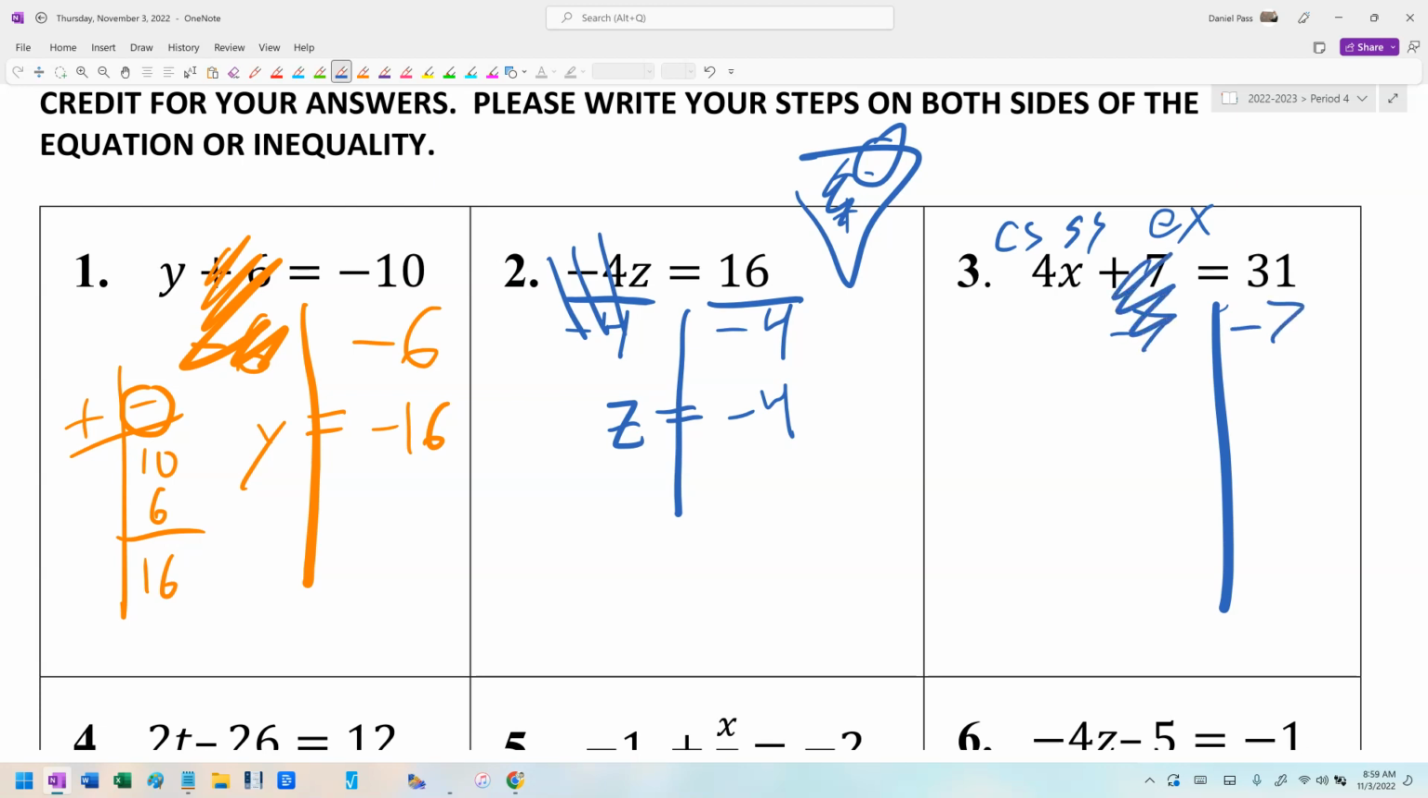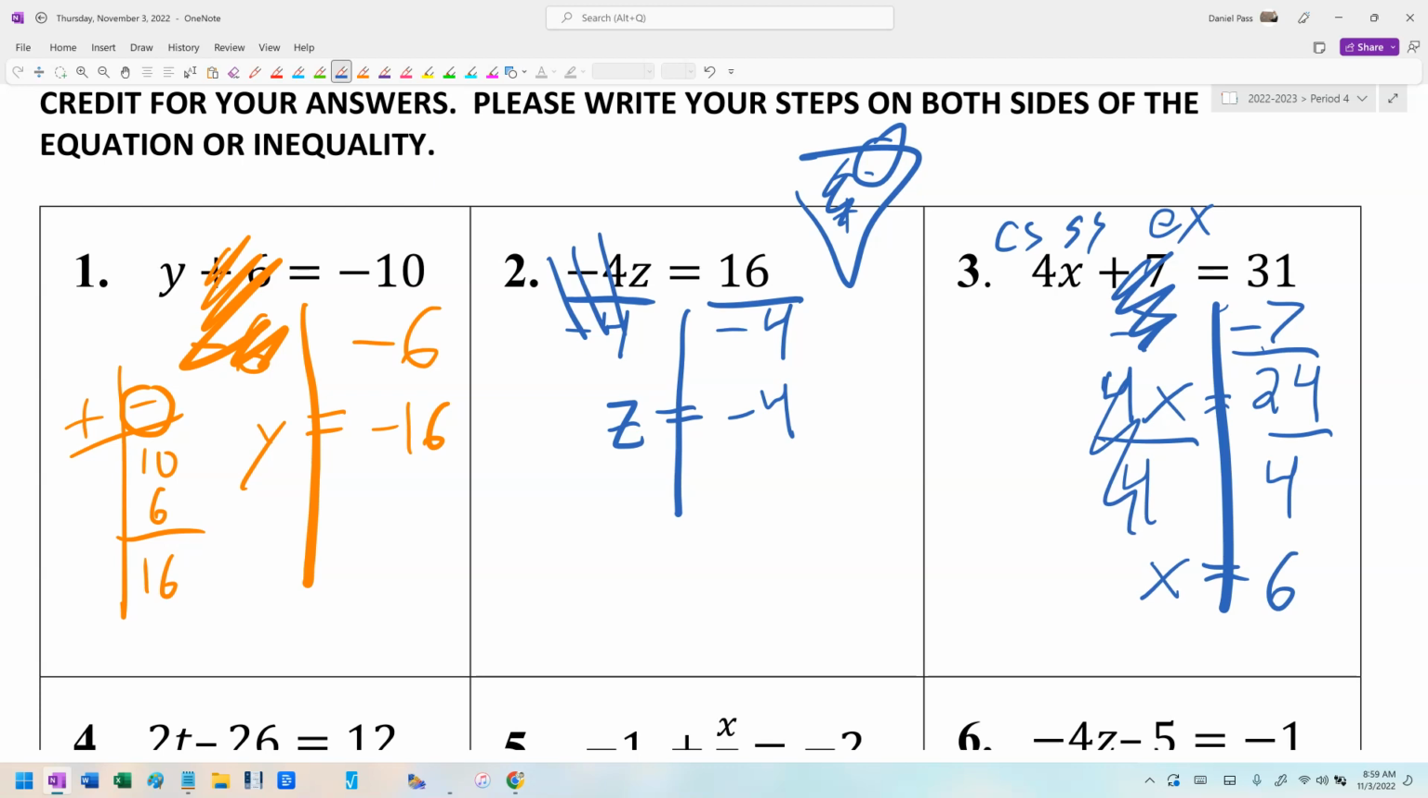So the 7s are gone. Now what? We also do 7 on 31, then we get 24. 31 minus 7 is 24. And we have 4x remaining, so we bring 4x down. A lot of people are skipping this step. Please don't skip this step. It helps if you write it out. Since this is multiplication, we have to divide by 4. And when we divide, our answer is x equals 6.